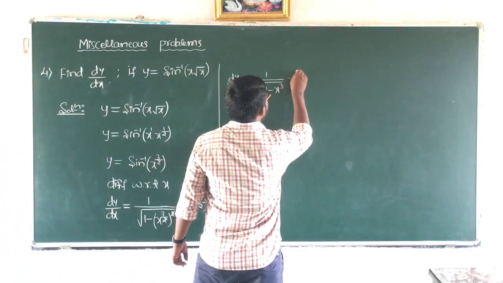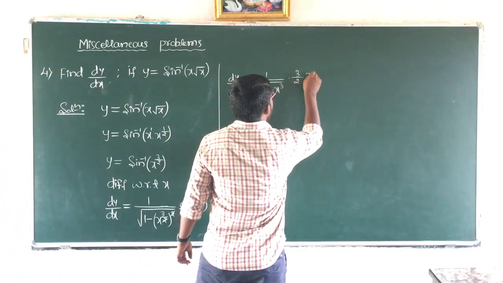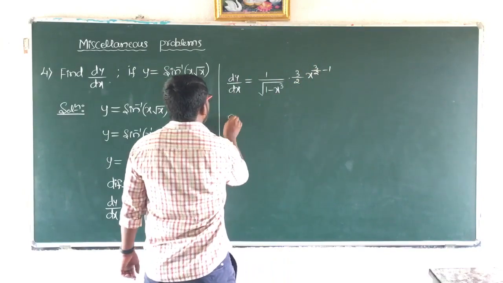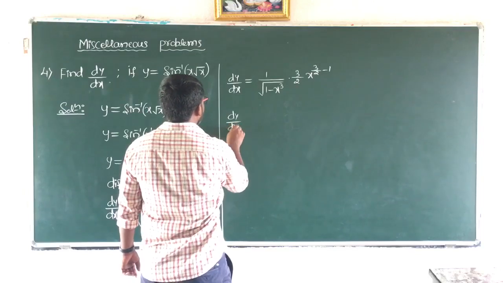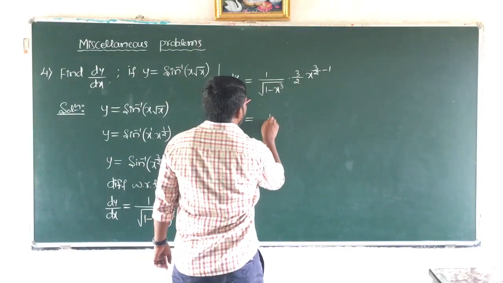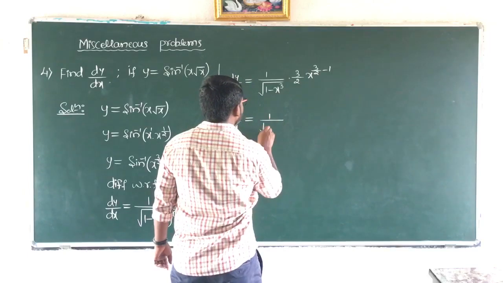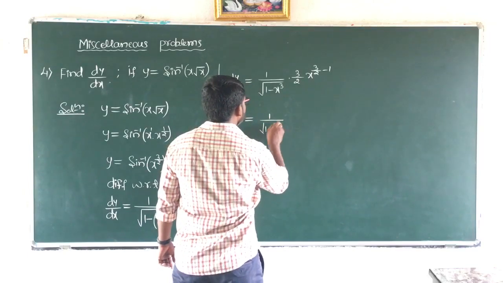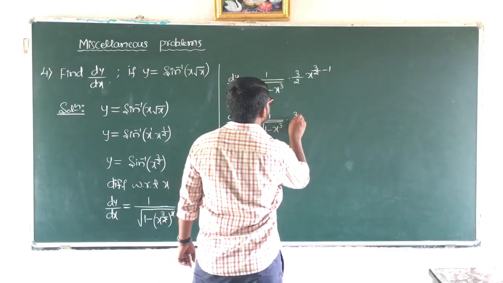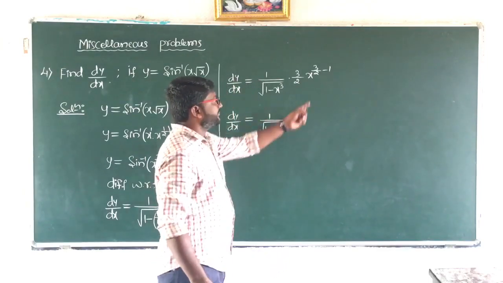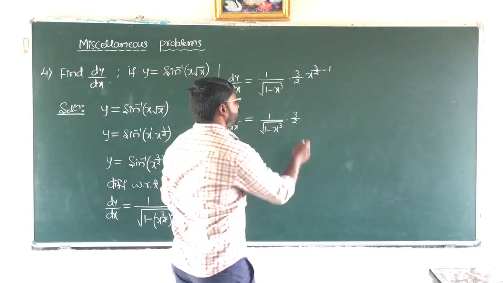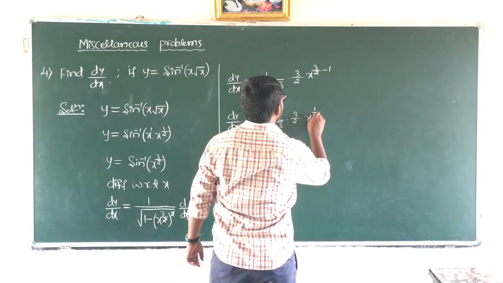So here 3 by 2 x to the power 3 by 2 minus 1. So now dy by dx, which is equal to 1 divided by under the root 1 minus x cube into 3 by 2, write it as it is. Then take up the LCM now. 2 will be multiplied with this. 3 minus 2 will be 1. So we get x to the power 1 by 2.